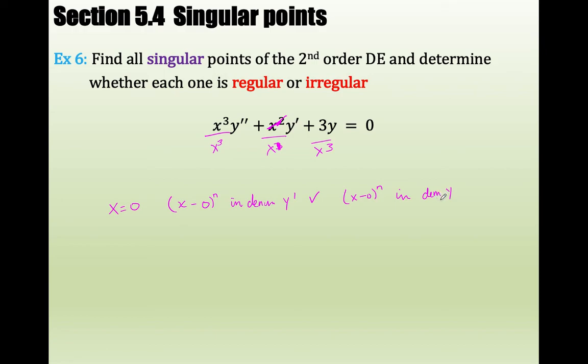So this breaks the rules. So x equals 0 is irregular, an irregular point of singularity.